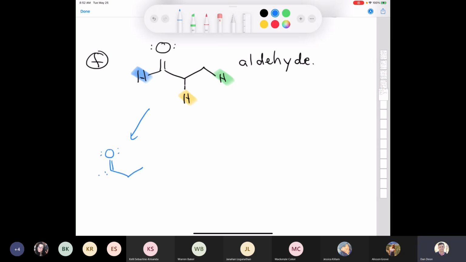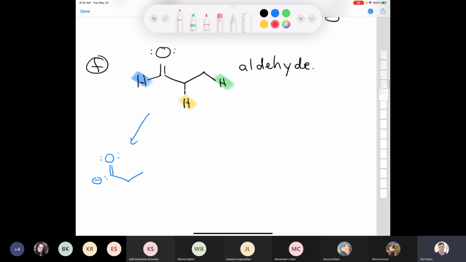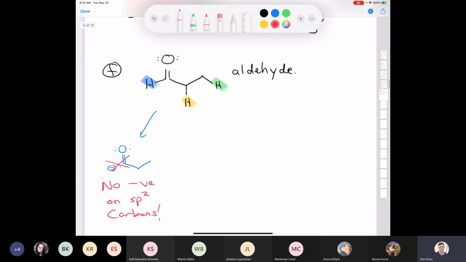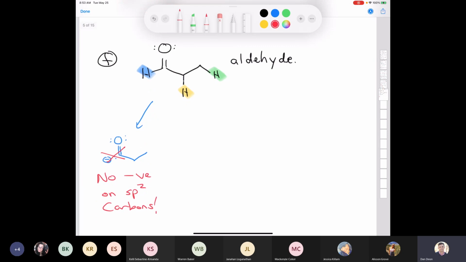You'd have a negative charge on an sp2 hybridized carbon. In organic chemistry, you're never going to find a negative charge on sp2 carbons. Never. If you ever draw a negative charge on an sp2 hybridized carbon, you know you've done something wrong. I'm never going to ask you a question where you're going to have that.